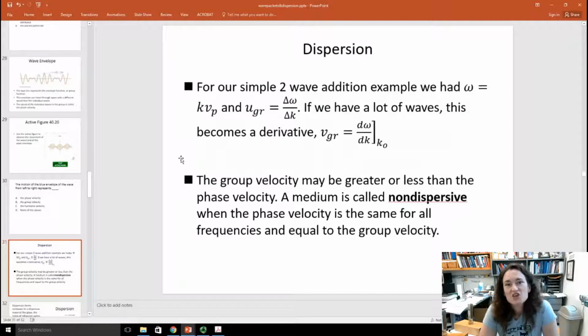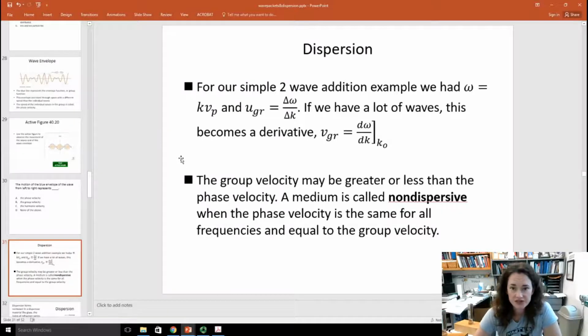Okay, so these relationships between omega and k and the velocities make up what's known as the dispersion relationships. Now for our two simple waves that we added together, we had that omega over k average is equal to the phase velocity, and that our group velocity was delta omega over delta k. Now that's for two, but if of course you have a lot more waves, then that delta starts to shrink and shrink and shrink and becomes a derivative.